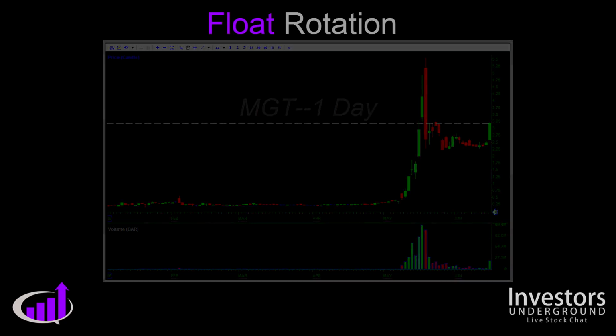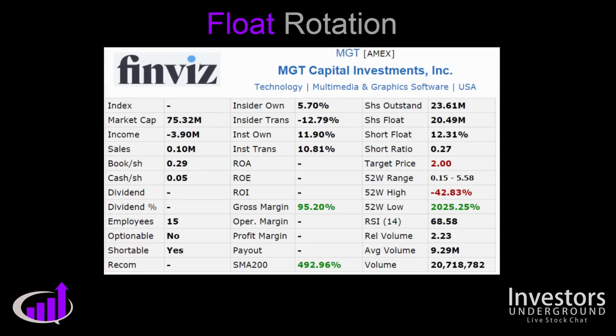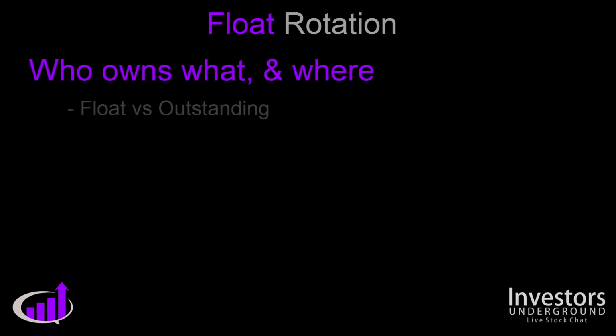So at first glance, let's see if this is a real company. Well, every year they sell 100 grand worth of stuff. To do so, they lose $3.9 million. They've got 15 employees and the company is supposedly worth around $75 million. At first glance, this certainly does seem to tick all the boxes of pure junk. So how does this all play into float rotation?